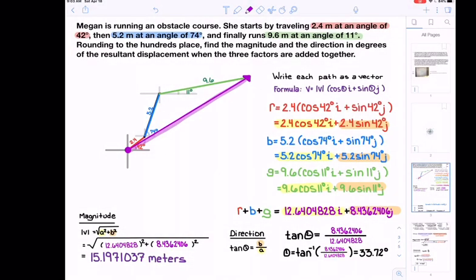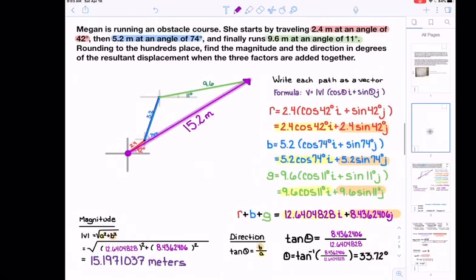Transferring our results to my diagram, the resultant vector has a length of about 15.2. It says round to the nearest hundredth, so I may have wanted to write 15.20 meters. The angle measure is 33.72 degrees.